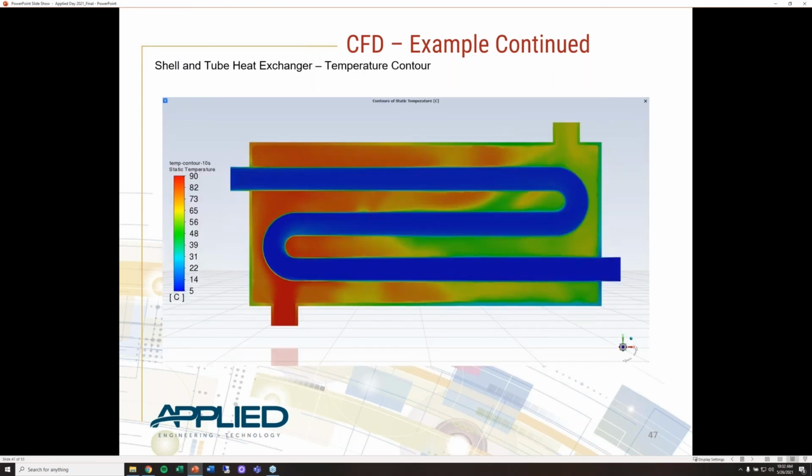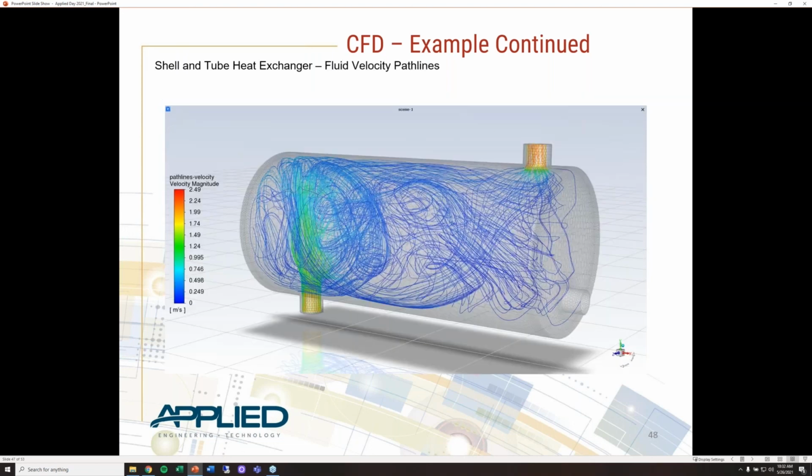Next, I've got a temperature contour at the end time of 10 seconds. We can see the fluid coming in at 90 degrees Celsius, and we're leaving at the fluid outlet at the top at 60, 65 degrees Celsius. So our heat exchanger is certainly cooling the fluid down, which is what it needs to do.